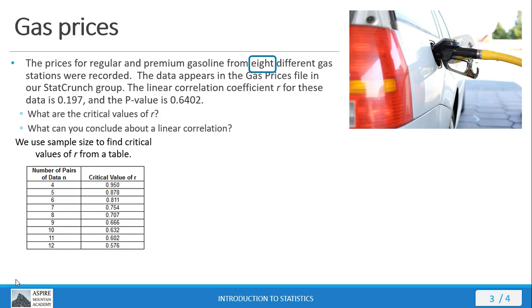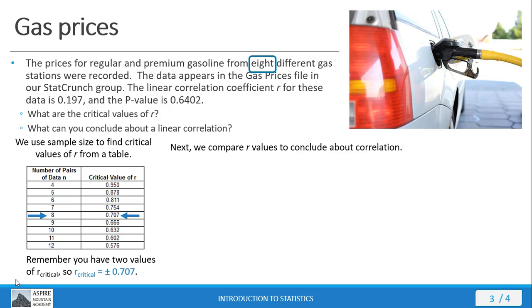We look in the table and find that value right here. Then we just look across the same row in the other column of the table, and there's our critical R value, 0.707. But remember, we have 2 values for critical R, so one's positive and one's negative. Remember, the table just lists the positive value, so don't forget the negative one. Now, that answers our first question. We'll answer the second question by comparing our critical R values with the R value we get from the data.